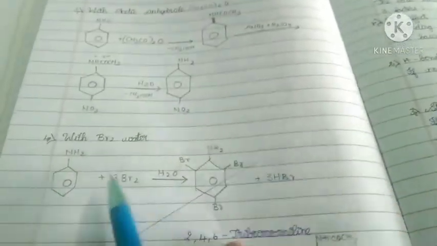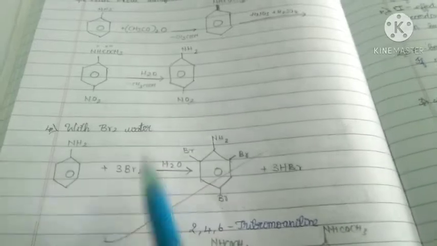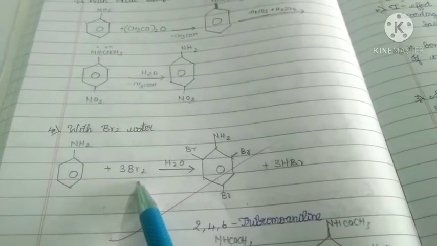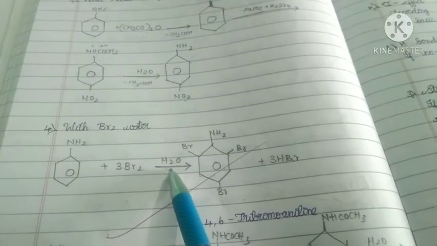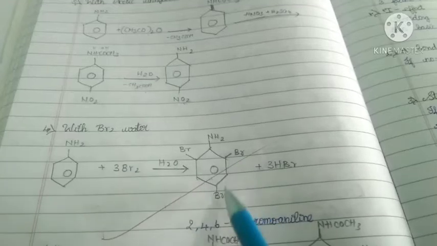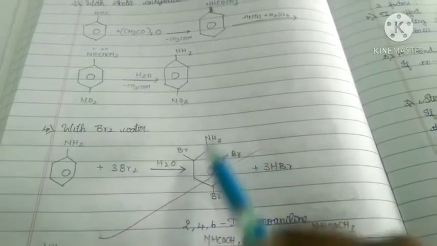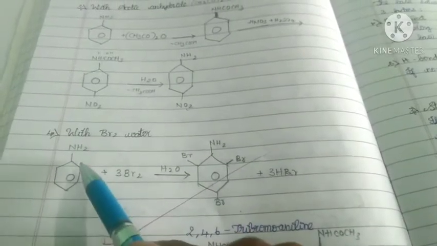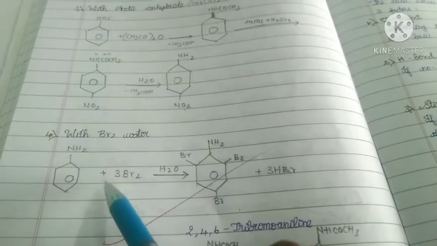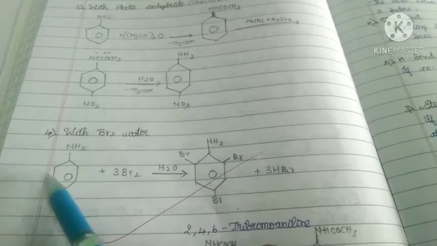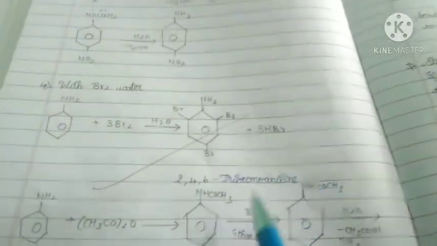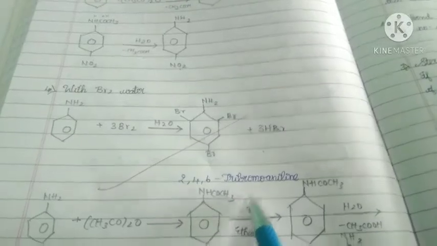Next one, with bromine water. When aniline reacts with bromine in the presence of water, then we get tribromoaniline. That is nothing but 2,4,6-tribromoaniline. That means bromines attack at ortho, para and ortho positions. Then we get this compound. That is called what? 2,4,6-tribromoaniline.